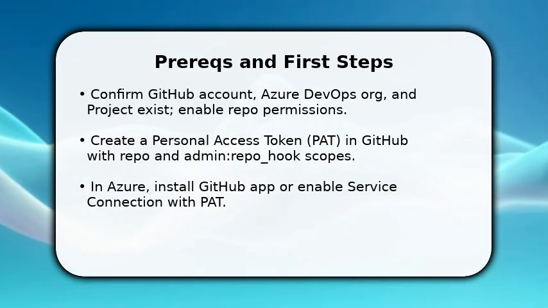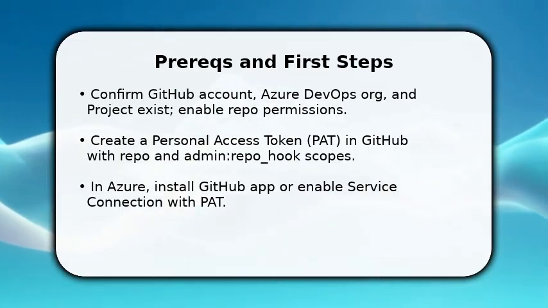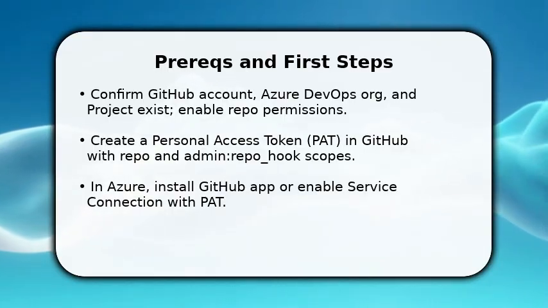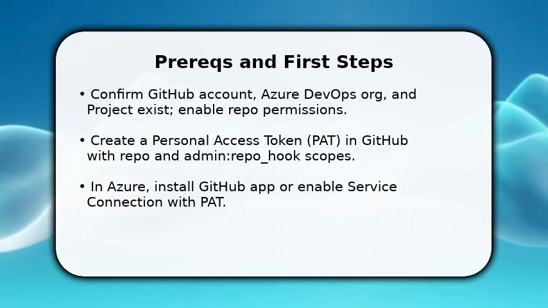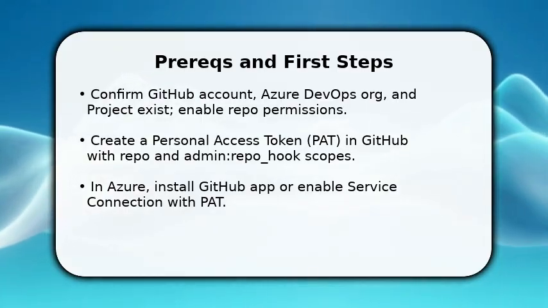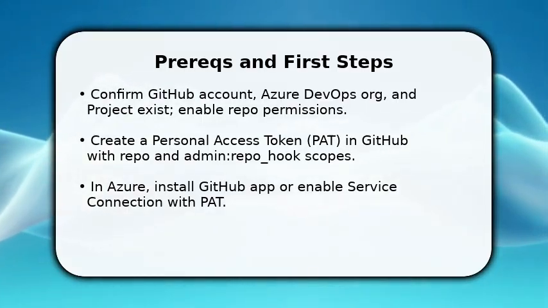Next, in Azure DevOps, go to Project Settings, right arrow Service Connections, and select GitHub. Choose OAuth or PAT. Authorize the connection. This grants Azure permission to access repositories. Make sure you pick the correct repo and permission level so builds and pipelines can run against it.